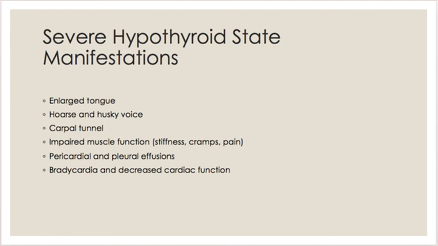When in a severe hypothyroid state, you might see an enlarged tongue, hoarse and husky voice, carpal tunnel, impaired muscle function, stiffness, cramps, and pain, pericardial and pleural effusions, and bradycardia and decreased cardiac function. And the reason behind this is because of, sorry about that, got distracted. All right, the reason behind all of these manifestations is because of myxedematous fluid that collects in the interstitial spaces.